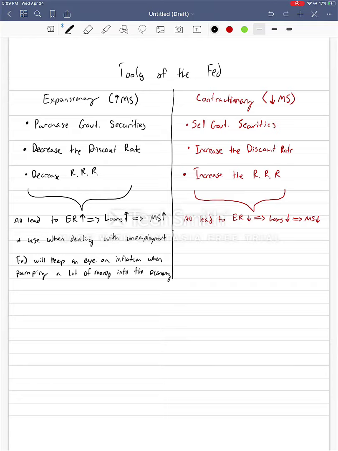Now, with contractionary monetary policies, so selling government securities, increasing the discount rate, or increasing the required reserve ratio, we said that all of those lead to excess reserves going down, which causes loans to go down and ultimately the money supply to decrease. The Fed will use these tools when dealing with inflation.